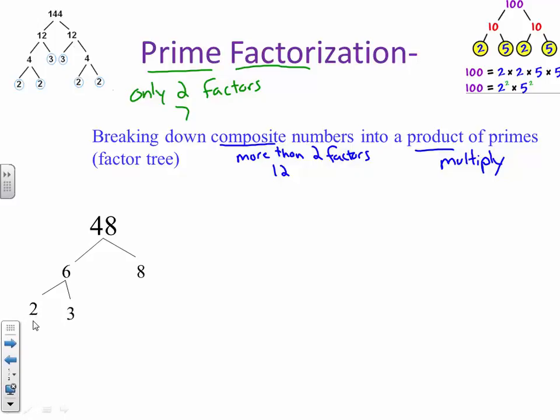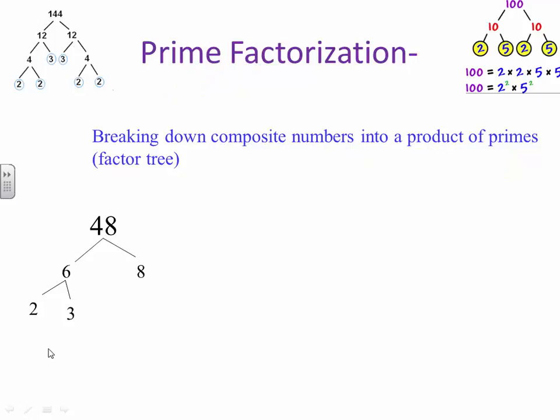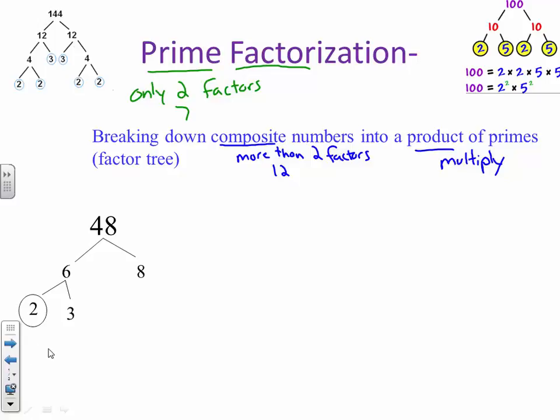2 is prime. So I'm going to stop right there with the 2. I'm going to circle that 2. And 3 is also prime, so that stops. So check this out. We're calling this a factor tree, so think of these as like branches coming off the tree. Once you get to a prime number, you circle it, and that's the end of the branch.